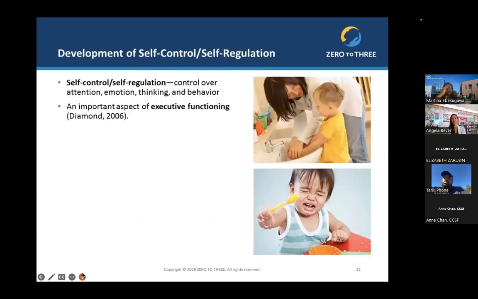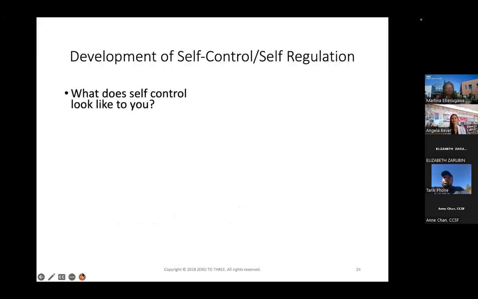The other thing that's important is self-regulation and self-control. This has to do with attention, emotion, and thinking behavior. The other thing is executive function, and I have an example here for executive function. And before I do that, I wanted to ask, what does self-control look like to you? You can just jot that in the chat. What do you think self-control looks like to you?